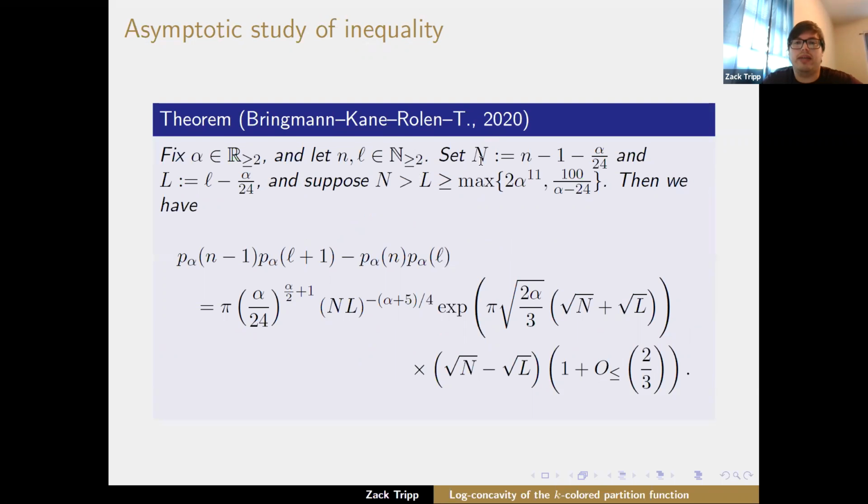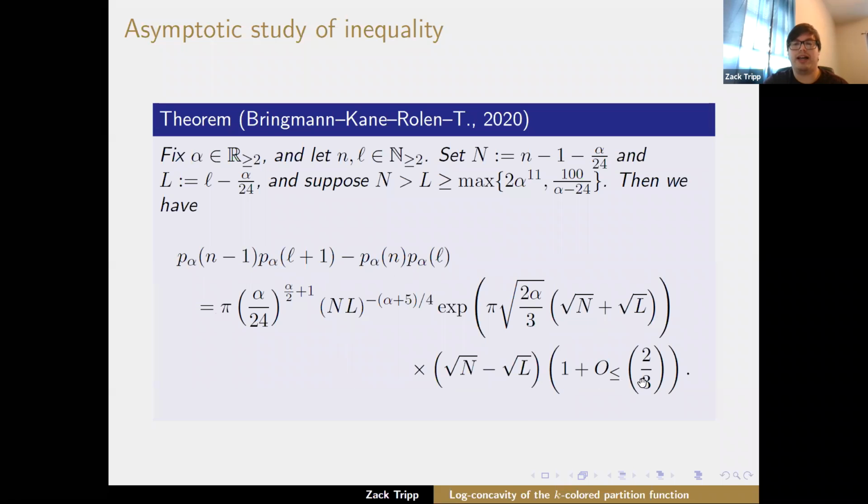So I should say, capital N is just a slight renormalization of little n, and capital L is a slight renormalization of little l. But what this is saying is that, as long as L is bigger than some number depending only on alpha, then this number that we're interested in, this thing we're trying to show is greater than 0, is, well, there are all these terms, but more or less what I want you to think is that this whole thing here is the main asymptotic for this difference.